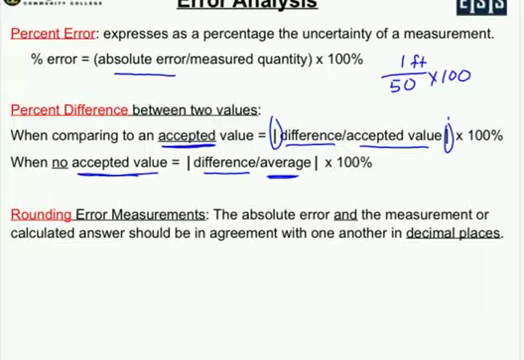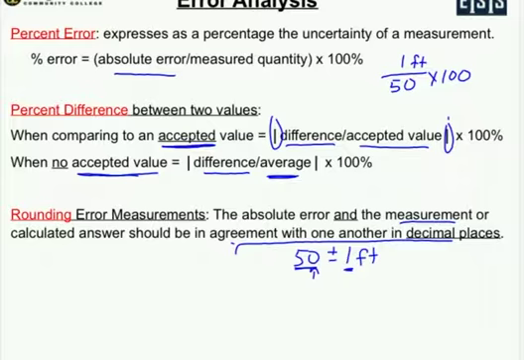And then if you need to round your error messages, your absolute error and the measurement itself for your answer should be in agreement with one another in decimal places. So above, when we did plus or minus 1 foot, we had 50 foot plus or minus 1 foot. This is to the single decimal. The decimal place here is the single digits, and that's what our plus or minus absolute value was too.